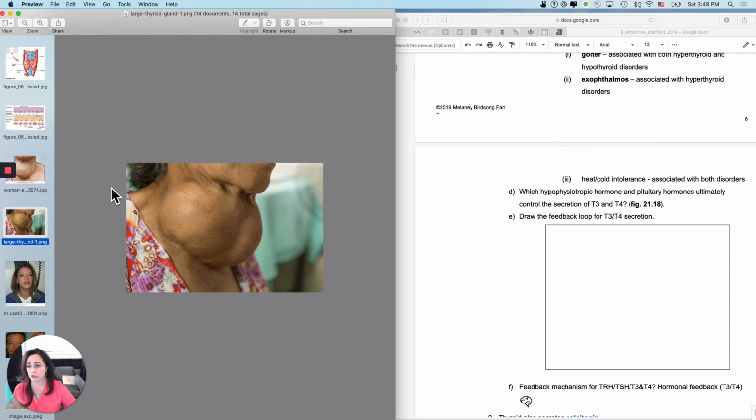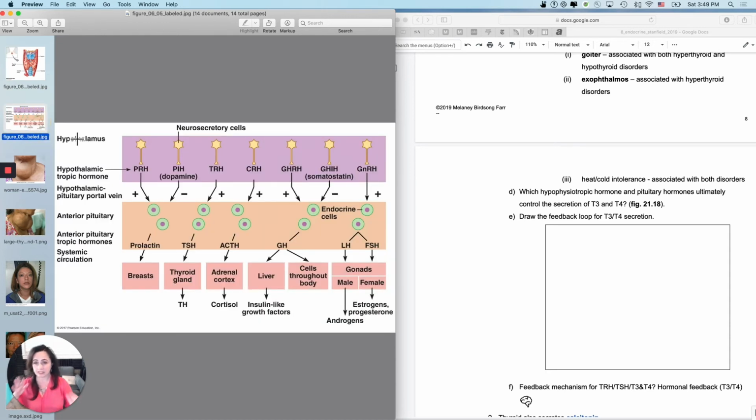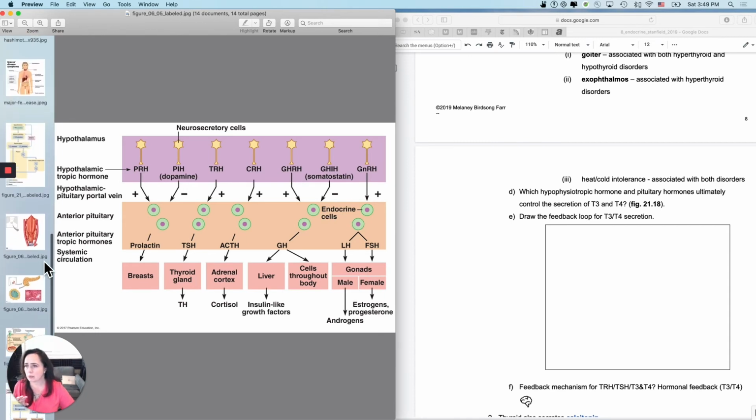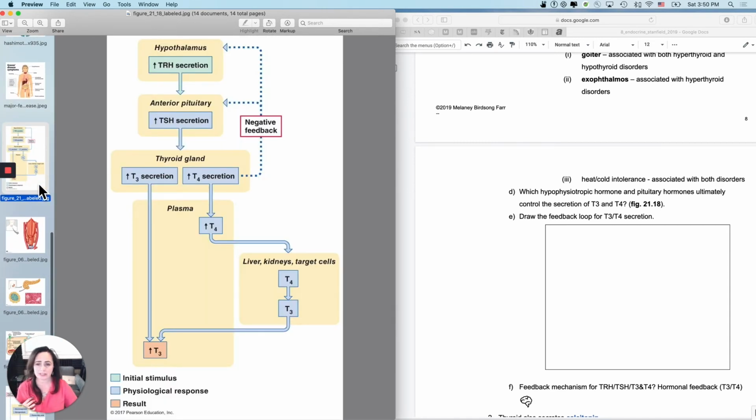Okay, so now what we have to do is, for the first time, revisit this and put together a whole feedback loop. We're going to build this feedback loop right here. So we're going to draw the feedback loop for T3 and T4 secretion. By the way, your textbook goes into some detail about this. I don't care that you learn the actual mechanism, but T4 is actually generally converted into T3. Don't care, won't even hold you responsible for that. So I'm going to develop a simpler one than this.